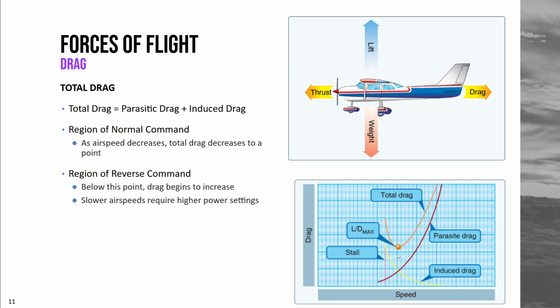So any airspeed that's behind our L/D max is called the region of reverse command. And so here, let's start with the region of normal command. As airspeed decreases, this is usually when we're at our cruising altitude. As airspeed decreases, total drag decreases, which situates us running into less drag, and so we're inherently stable. So if I get too fast, I run into more drag, and it keeps me stable. I get slow, less drag. So the speed that I'm at is stable. This is the region of normal command.